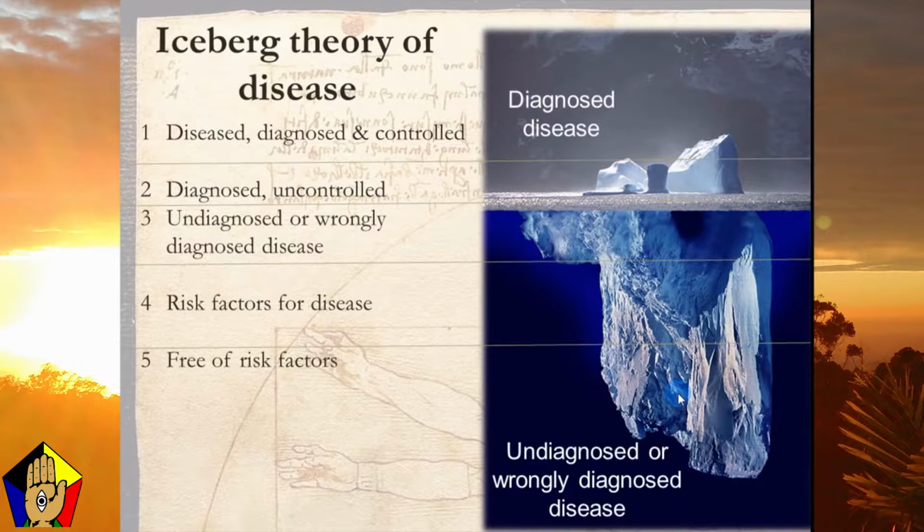So these are the diagnosed diseases up on the surface. These are the undiagnosed, wrongly diagnosed, or people that are potentially hanging out there with the ability to catch the disease. It's a huge group out there. And research basically is based on teaching you these different levels.